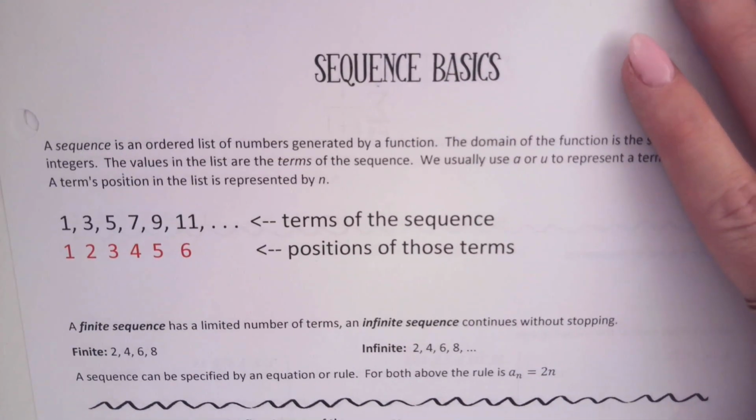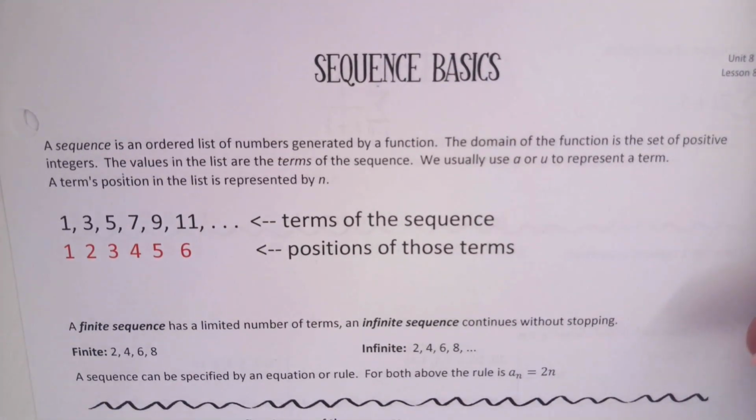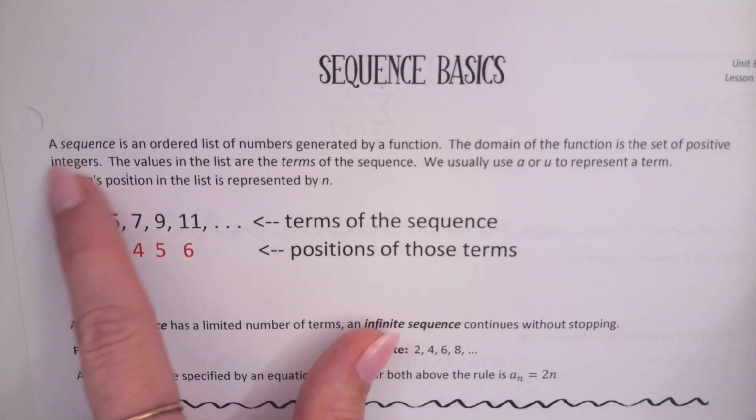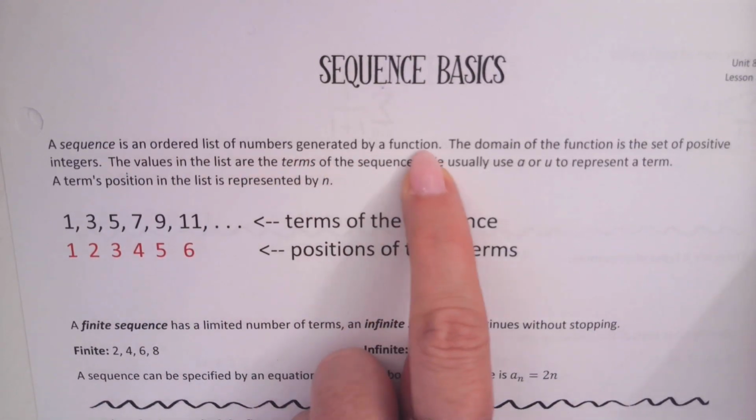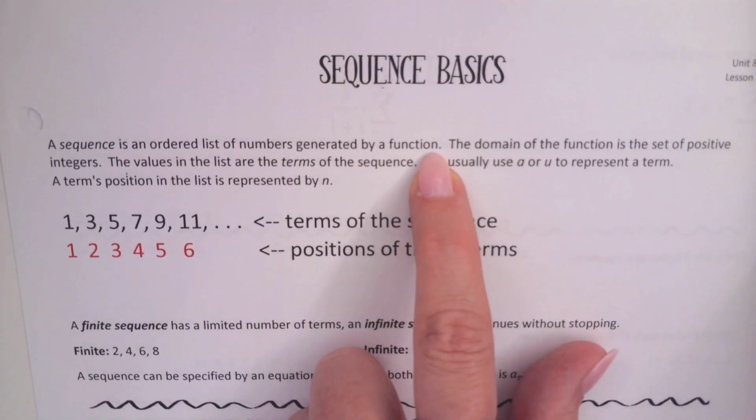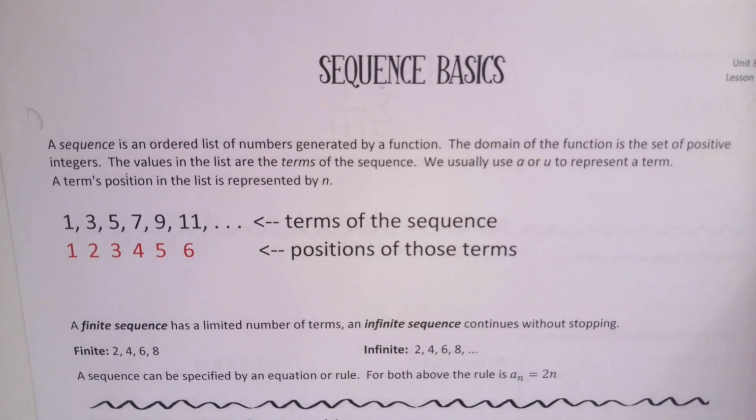Okay, you do a little bit with sequences when you're in Algebra 1. You learn just very basically how to write the equation of two different types of sequences, and then we're going to get into the thick of it this year. All right, a sequence is an ordered list of numbers generated by a function. The domain of the function is the set of positive integers.